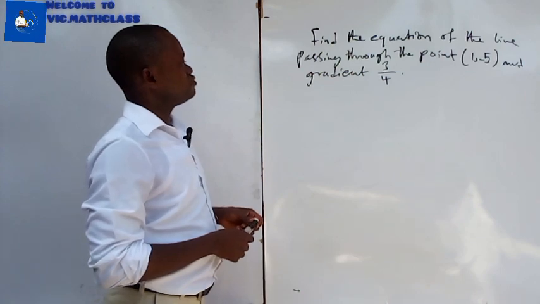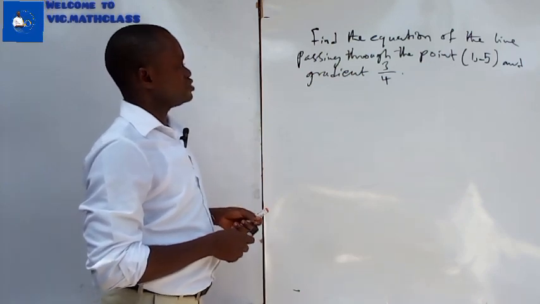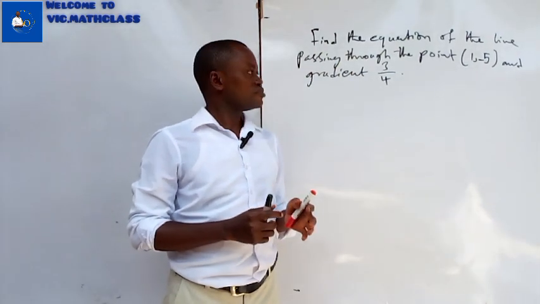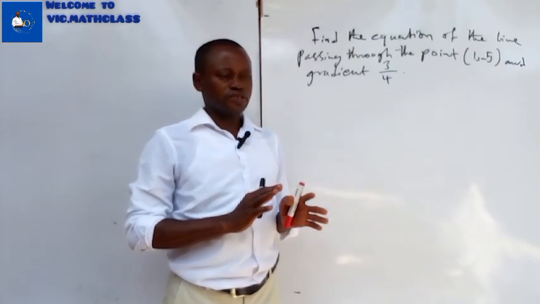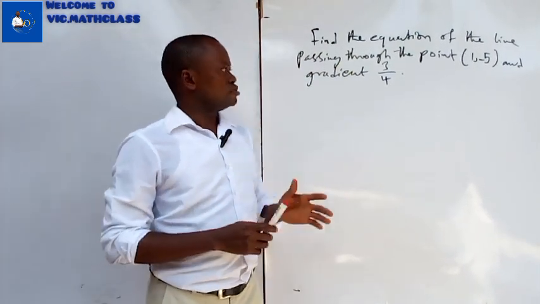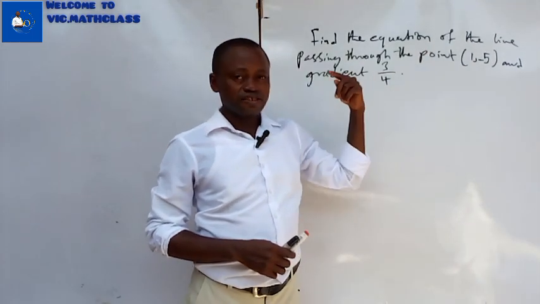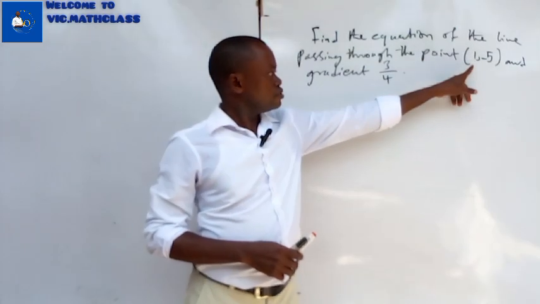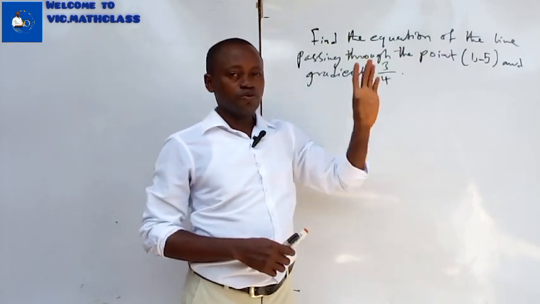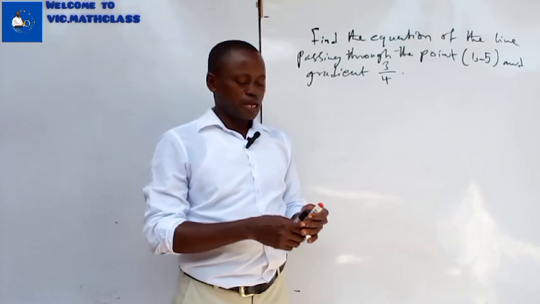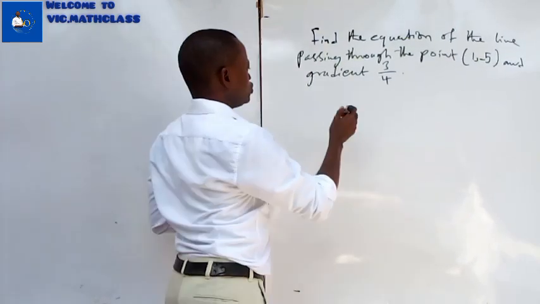All right, the question says: find the equation of a line passing through the point. So you look at what we were discussing in the last class. You realize that from the last discussion we had, this is a point. Only one point is given, and the gradient is given. How are we going to handle this question?